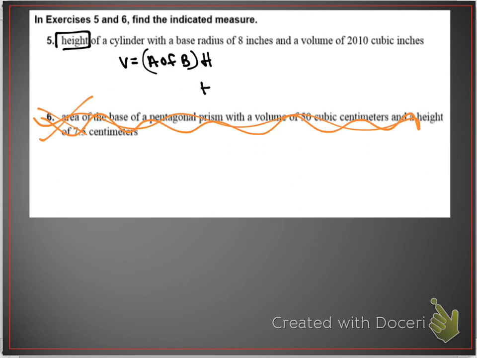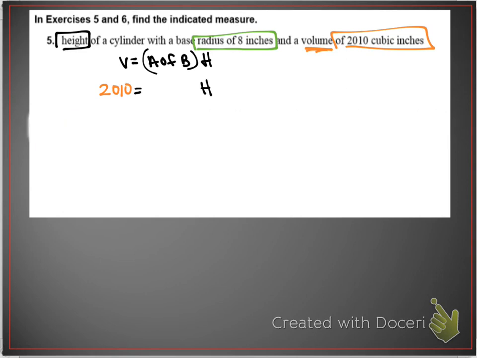We're going to find the height. So guess what we're missing? The height. Of a cylinder, with a base radius of 8 inches and a volume of 2010 cubic inches. So the volume is 2010. And then we need to plug in the area of the base so we can find the missing value, which is the height. So area of the base, this is a cylinder, so the base is a circle.